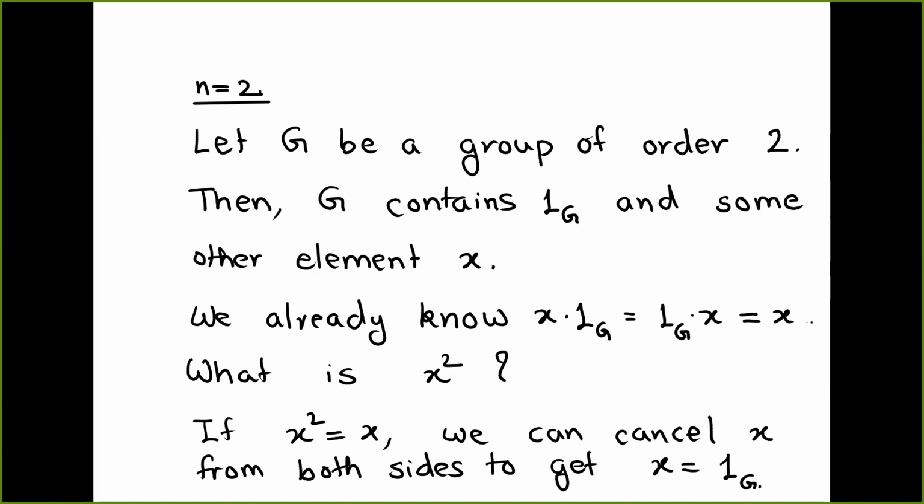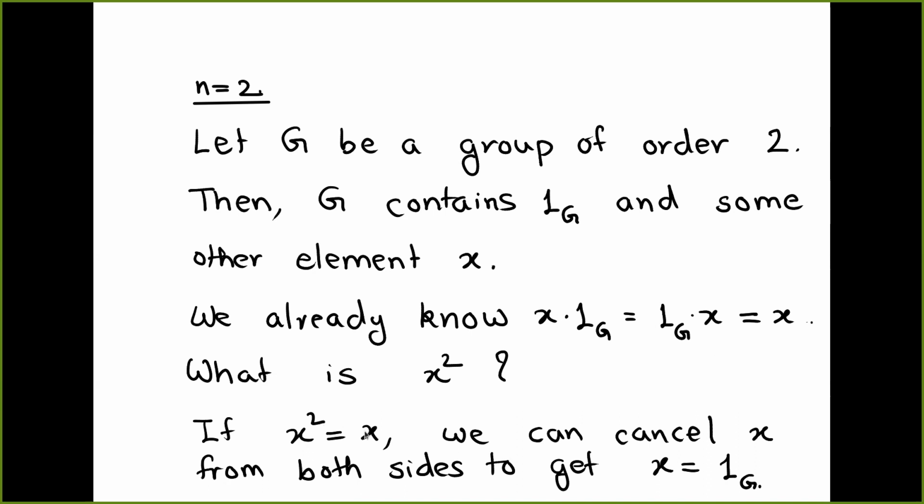Well, let G be a group of order 2. Then G contains 1 and it also contains some other element X, which is not equal to 1. So this is now our complete list, right? 1 and X, these are all the elements. How do you multiply them? 1 times 1 is 1. X times 1 is equal to 1 times X is equal to X. So the only mystery is what is X square? Well, what can X square be? It can either be 1 or it can be equal to X.